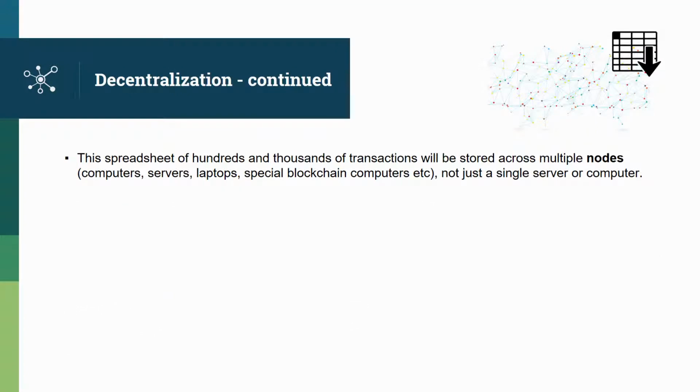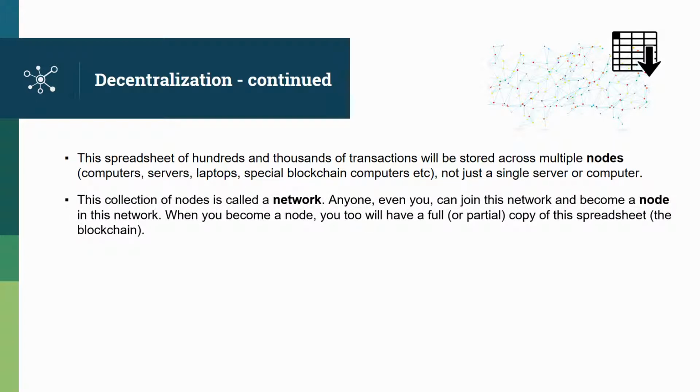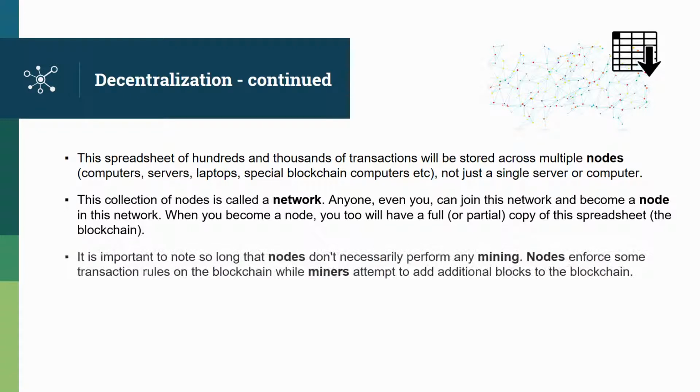The spreadsheet of hundreds and thousands of transactions will be stored across multiple nodes, which can be computers, servers, laptops, and even special blockchain computers, not just a single server or computer. This collection of nodes is called a network. Anyone, even you, can join this network and become a node in this network. When you become a node, you too will have a full or partial copy of the spreadsheet, i.e. the blockchain. It is important to note that nodes don't necessarily perform any mining. Nodes enforce some transaction rules on the blockchain, while miners attempt to add additional blocks to the blockchain.